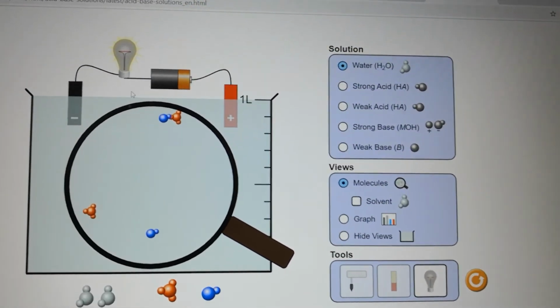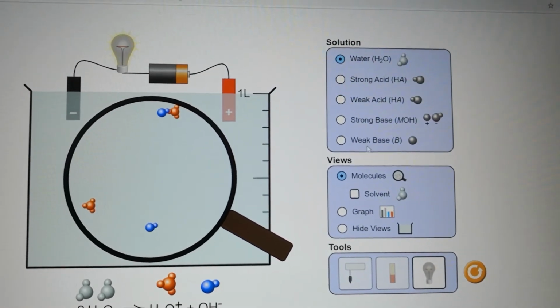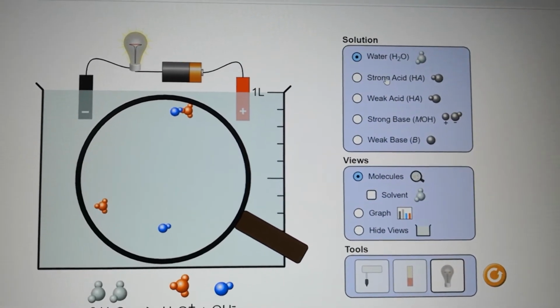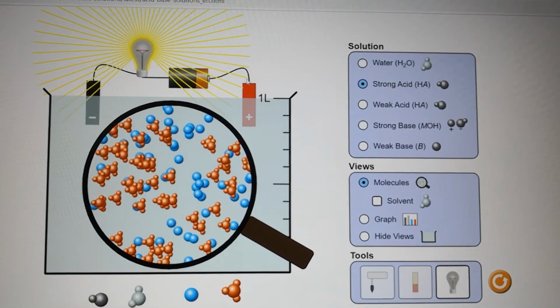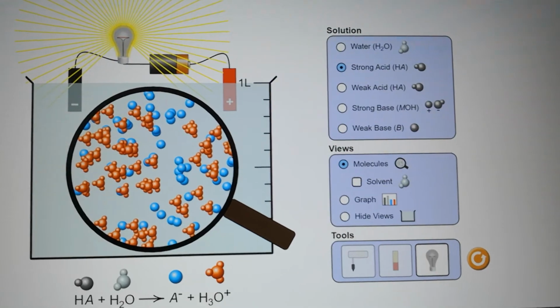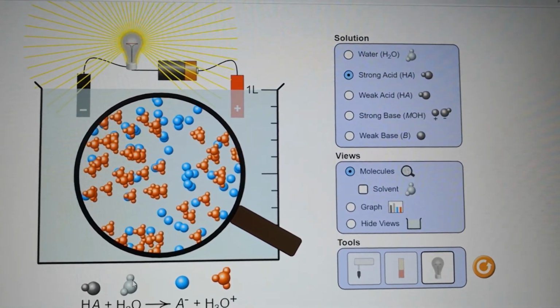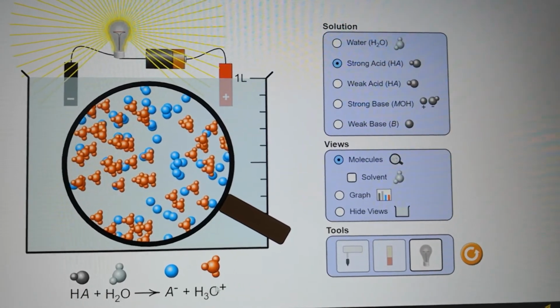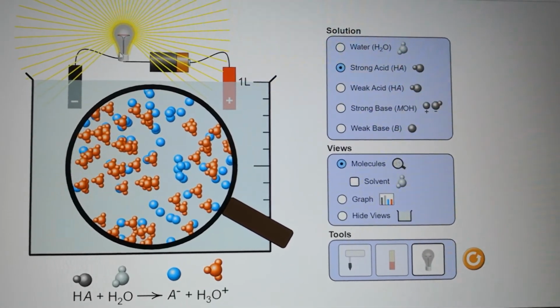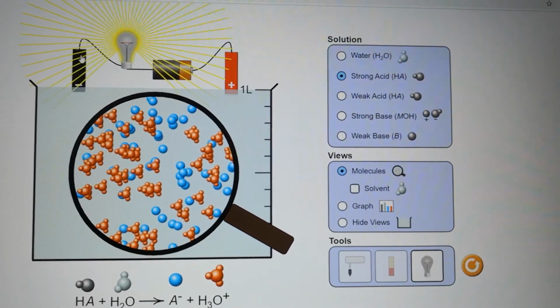Okay, so you can play around with these three features for each of these different acids and bases. So if I show you an example here, strong acid, you can see it's very, very strong. This acid has dissociated in water. It's a solution, so it's in water. And you see a lot of these hydronium ions. And you can see the bulb is very, very bright, okay?